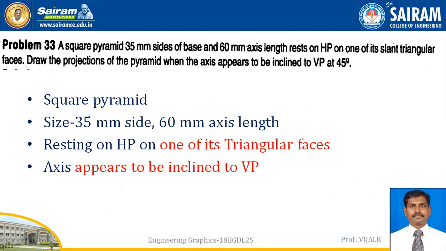So one more problem, problem number 33 here. What is the difference? A square pyramid, size is given, and it rests on one of its slant triangular faces. So the third point you can see is that it rests on one of its triangular faces. Draw the projection of the pyramid when the axis appears to be inclined. Appears to be is given, no problem, we can finish it.